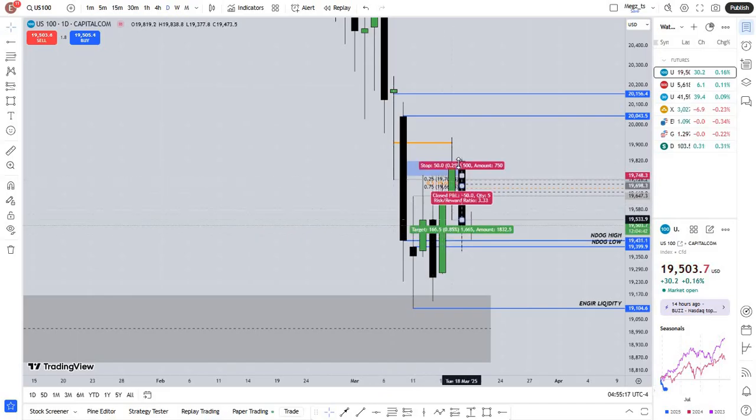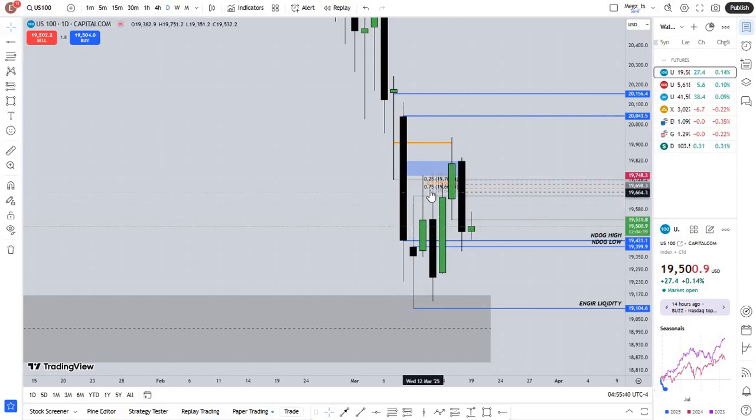Price ran through it and then traded into the consequent encroachment of this long wick here, and then we had a drop lower back into it again. This is part of the reason why I decided to make this video. This was the low we were expecting price to take out last week, but we failed to take it out, and then we ran back into the range. This is what we call engineered liquidity.